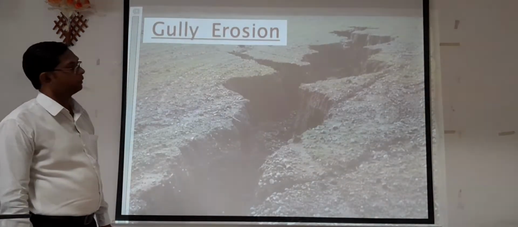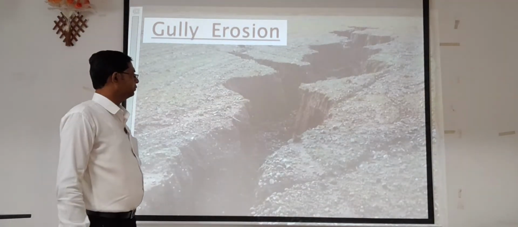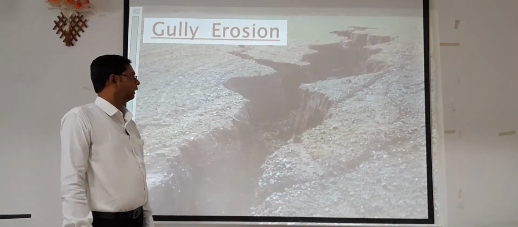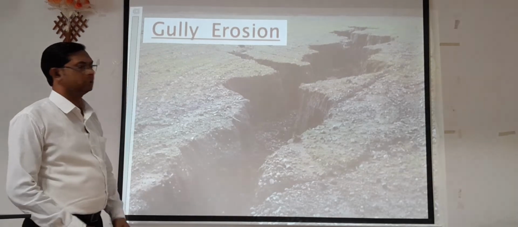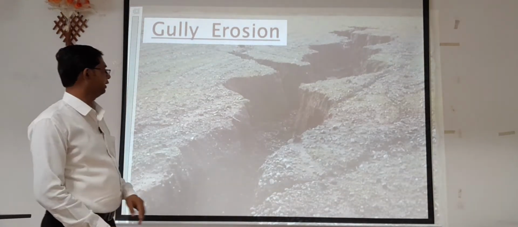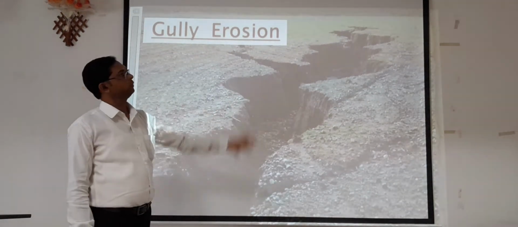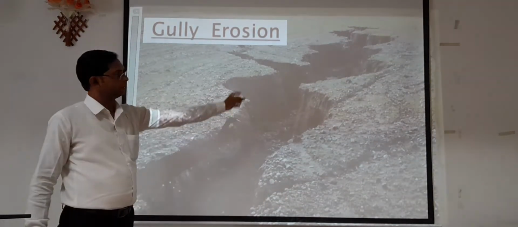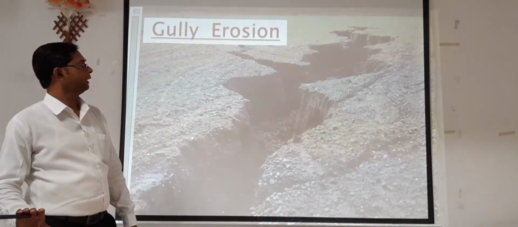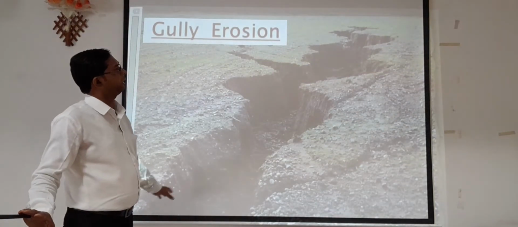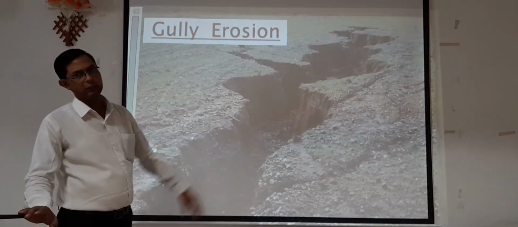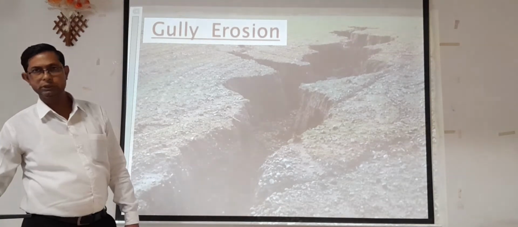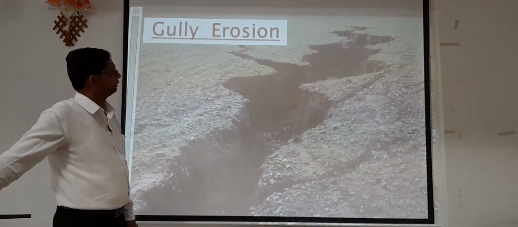Now gully erosion. Again it will occur due to water. Heavy rainfall occurs in a particular area, and due to that heavy rainfall this type of erosion will occur, and small gullies will form. This is again a serious issue related to erosion, and in this erosion a large amount of area will be affected. So this is known as gully erosion.